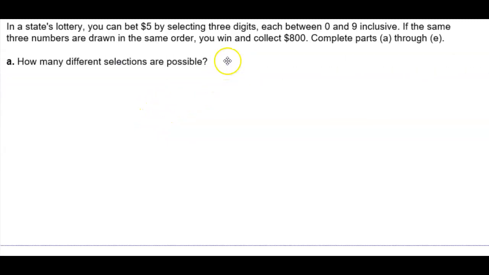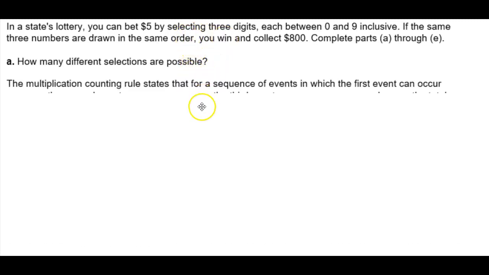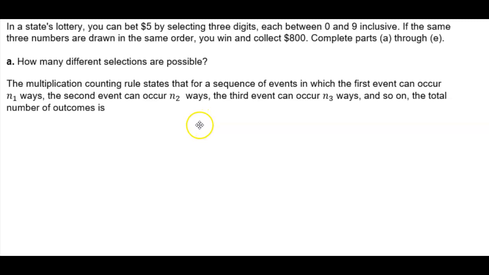Now for part A, it says how many different selections are possible. So it says by selecting 3 digits. Now the multiplication rule states that for a sequence of events in which the first event can occur n1 ways, and the second event can occur n2 ways, and the third event can occur n3 ways, and so on, the total number of outcomes is the following: n1 times n2 times n3. So we want to select 3 digits.